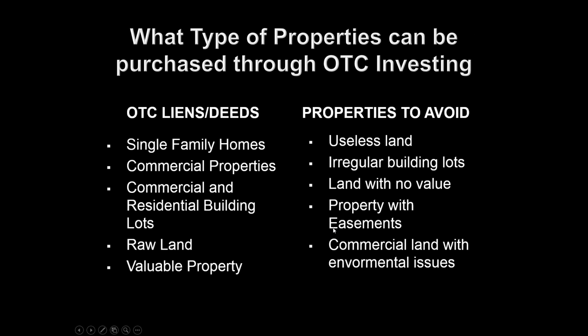Now, what type of properties can be purchased through over-the-counter investing? I get asked this quite often, and with over-the-counter tax liens and deeds, I have found single-family homes, commercial properties, commercial and residential land and building lots, large chunks of land, and just many different types of valuable property. I found cabin and mountain lot property and farmland and all kinds of different properties through over-the-counter tax lien and tax deed investing.